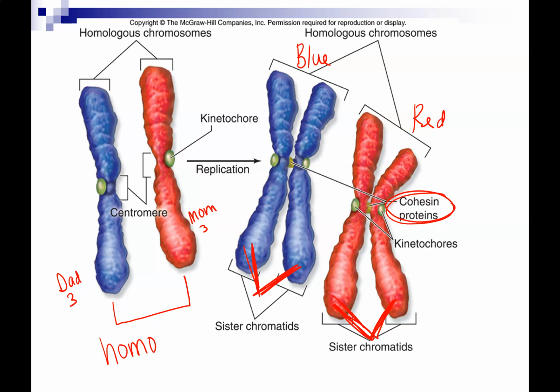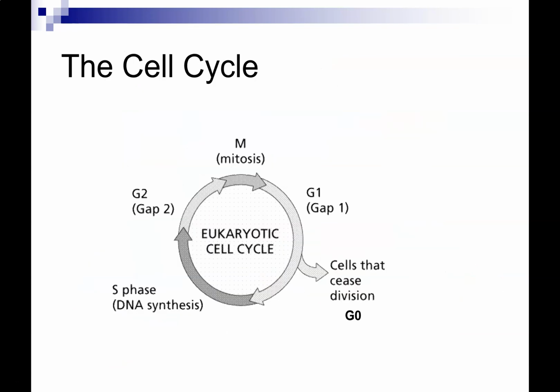And then there's these really cool things called kinetochores. They have motor proteins, and these motor proteins, which we'll talk more about when we do anaphase, are what allows the chromosomes eventually to separate from each other. But we'll talk about that in the next video.